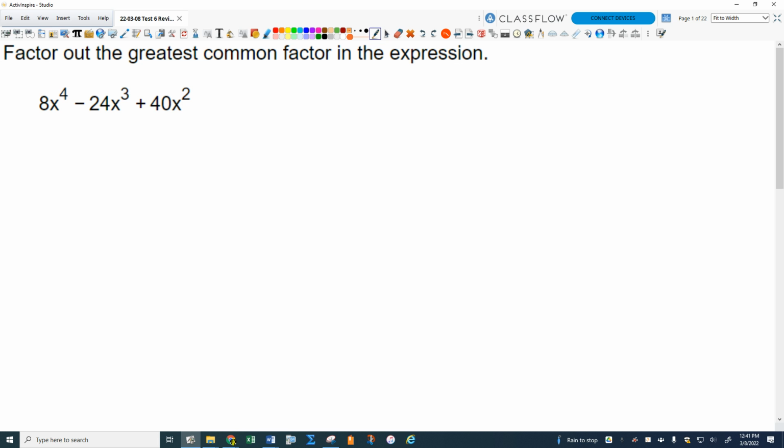Looks like everyone was on the right track here. So our goal is to factor out the biggest thing we can, undistribute the biggest thing we can. So what are we, let's do it this way.